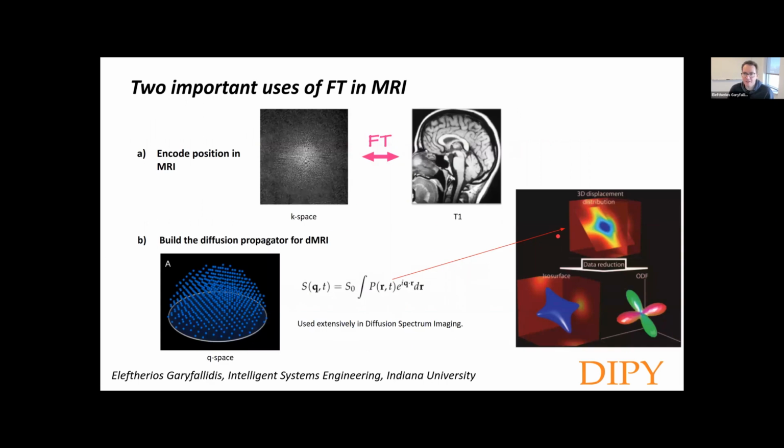All right. Now, apart from spherical harmonics, there are two other important uses of the Fourier transform in MRI. First is to encode position in MRI. Basically, we create something that is called the K-space, and this is what the MRI scanner is sensing. And with the Fourier transform, we can get back images where we can understand where things are. That here is the gray matter, and here is, for example, the scalp.